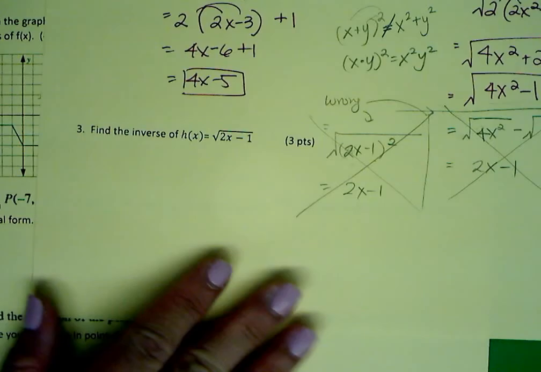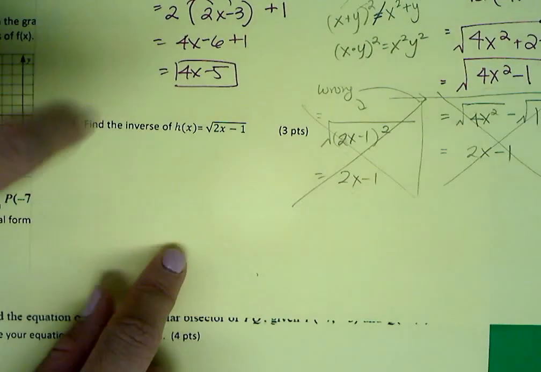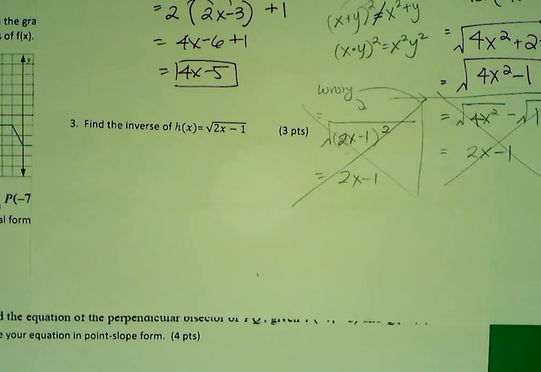Okay. All right. So find the inverse. You guys are experts at this now. What do I do to find the inverse? Switch the x and the y. What is this really? That's a y. So if I switch the x and the y, I get x equals the square root of 2y minus 1.